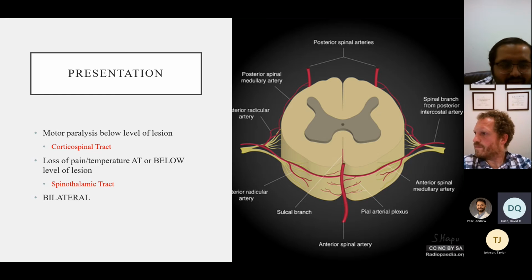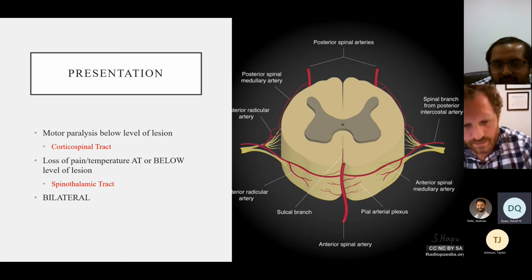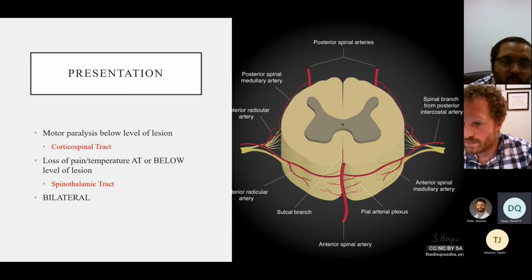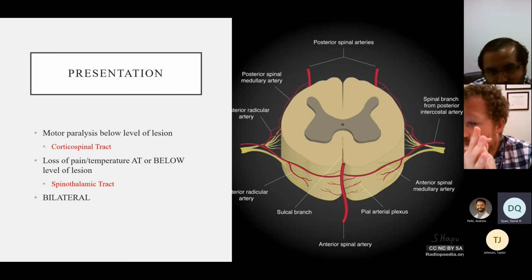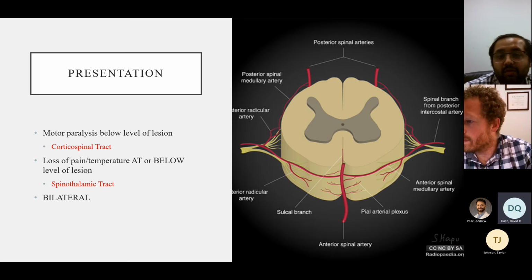Now, I also want to point out that this is a bilateral involvement. We can see here on the front end, the anterior spinal artery and the different branches it gives off. Notice that it's going to give supply to both parts of the spinal cord. That's why patients won't have a unilateral presentation. Most likely they will have a bilateral presentation. And depending on the level of where the motor paralysis takes place, the patient can be either paraplegic or quadriplegic.